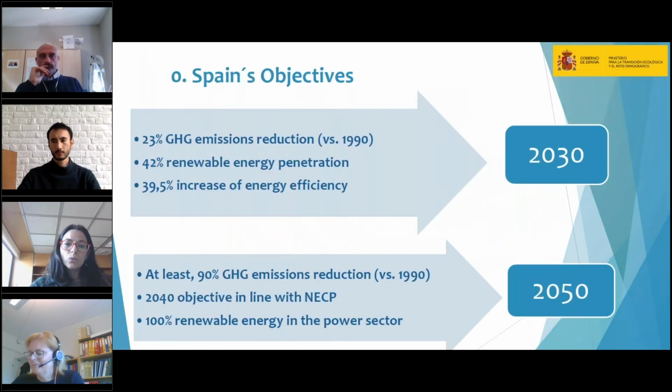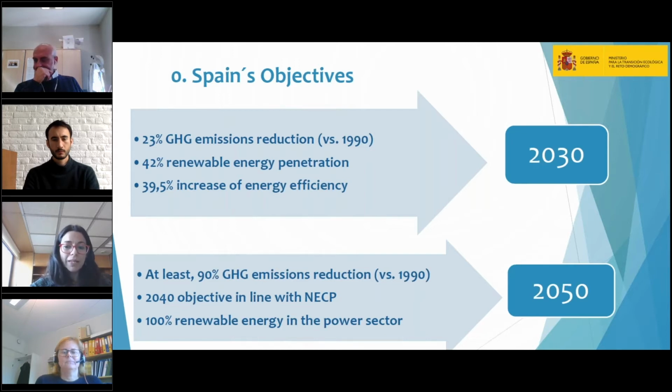So I would like to start by setting out Spain's objectives for 2030, that is the decade where the Spanish National Energy and Climate Plan is going to be implemented. The target that we set is a reduction of 23% of greenhouse gas emissions with respect to 1990. Regarding renewable energy penetration over the final energy consumption, we set a target of 42%, and in terms of energy efficiency, an increase of 39.5% with respect to the reference scenario that was set by the European Commission several years ago.